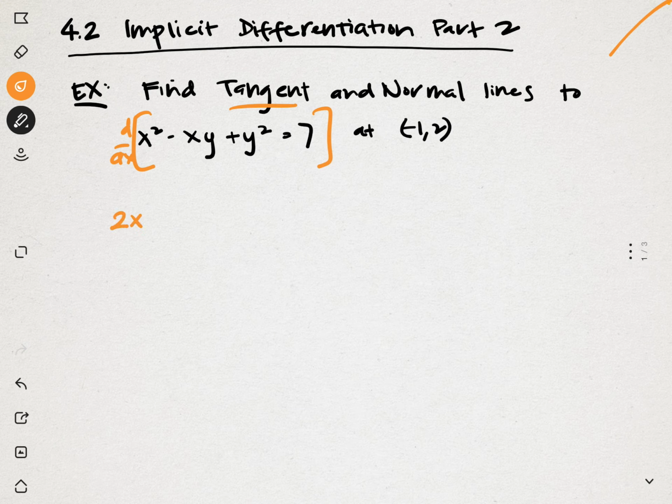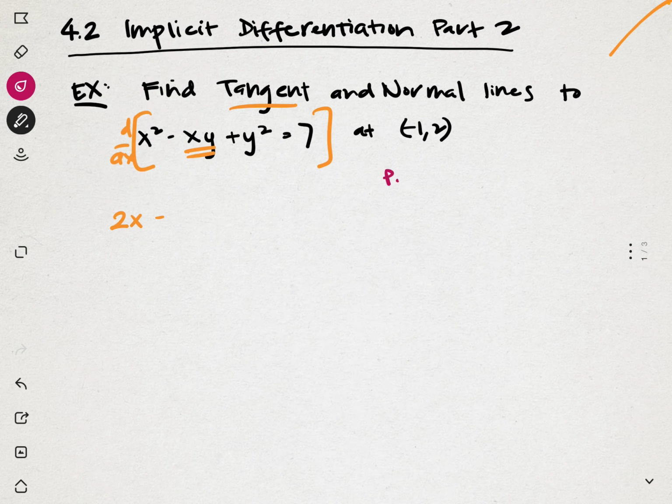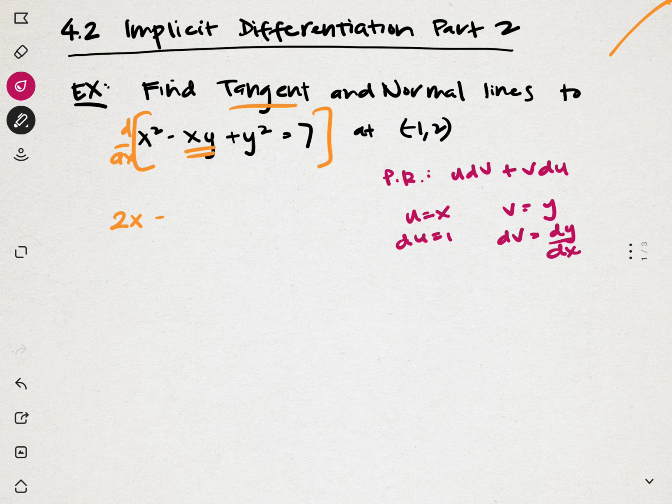So 2x minus, we have to do the product rule here, right? Because we have an x times a y. So maybe we'll write this on the side. Let me change colors so we know that we're doing our product rule. So our product rule says u dv plus v du. Our u is x, our du is 1. Our v is y, our dv is dy dx.